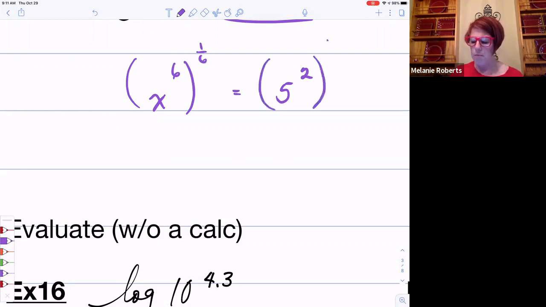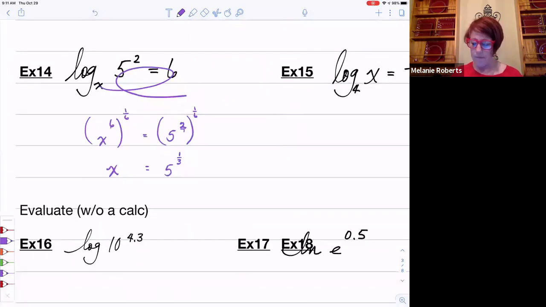I'm going to raise both sides to the 1/6 power. So when you raise a power to a power, multiply your powers. That tells me that these two are going to cancel each other out. So this is going to be x to the 1st. I don't need to write to the 1st. And on the other side, when you raise a power to a power, 2/1 times 1/6 is going to be 5 to the 1/3 power. 2/6 reduces to 1/3. I have my x alone, so I'm finished with that question.